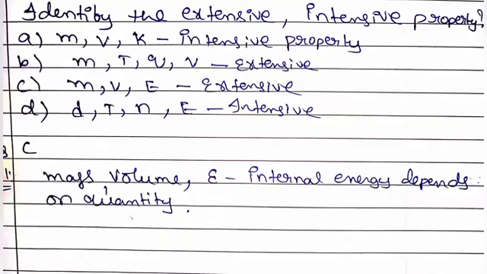From thermodynamics they have given the basic question about intensive and extensive properties. So identify extensive, intensive properties they have given. Here the answer is C, where the mass, volume and internal energy are extensive properties, depends on quantity.